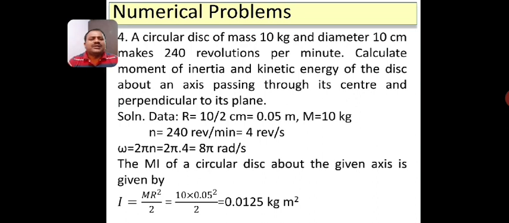Next, the moment of inertia of the circular disk about the given axis. In this case, the axis is passing through the center and perpendicular to its plane. So therefore, I is equal to mr square by 2, which is equal to m is 10, r is 0.05. Therefore, 10 into 0.05 whole square divided by 2. If you calculate it, you will get the answer as 0.0125 kg meter square. That is the moment of inertia.